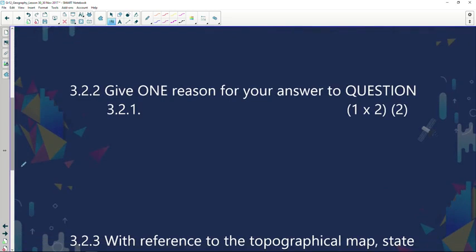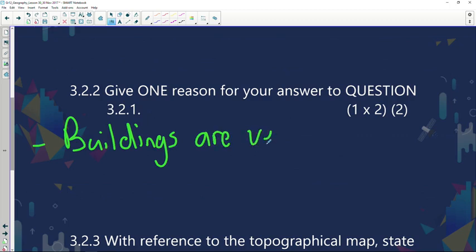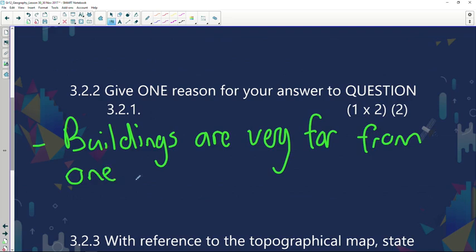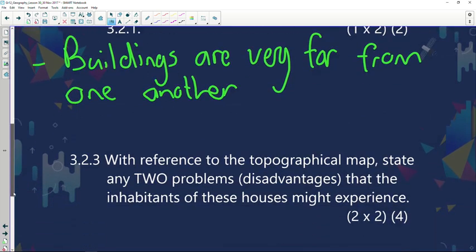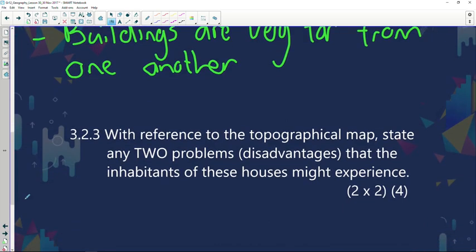Give one reason for your answer to question 3.2.1. The buildings are very far from one another. And obviously, sometimes there's advantages and disadvantages. Pay attention to those as well. Now, there you go. There's the next question with reference to the topographical map. State any 2 problems, disadvantages that these people can experience in these houses.